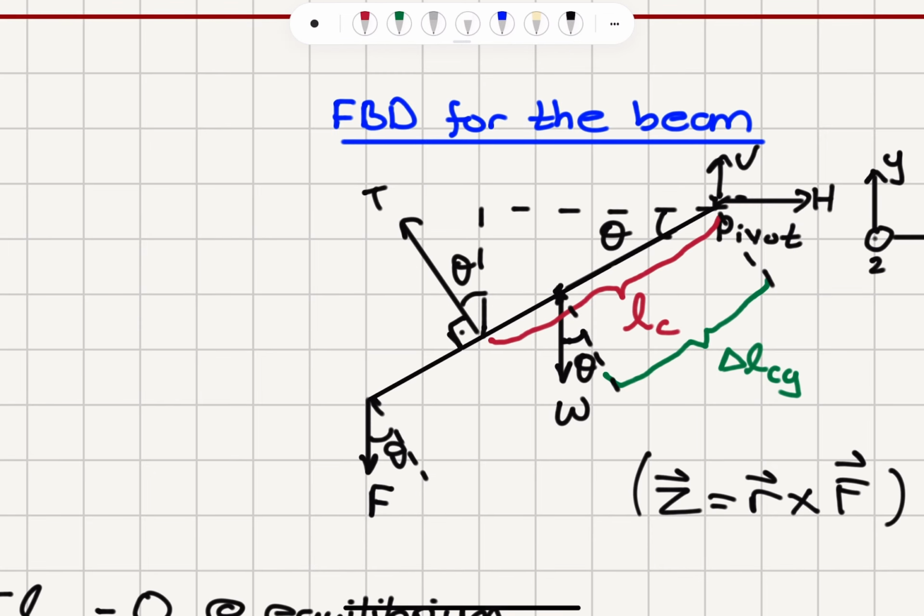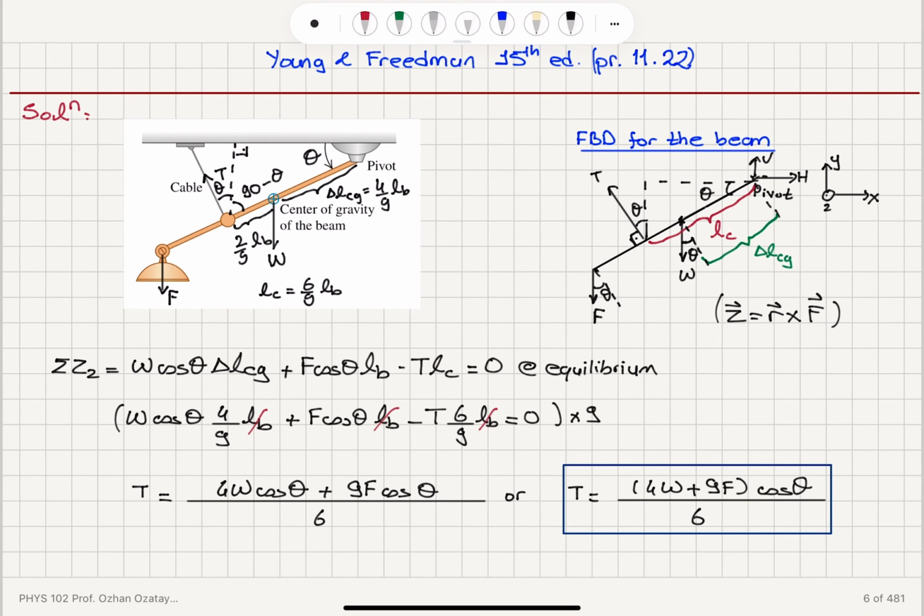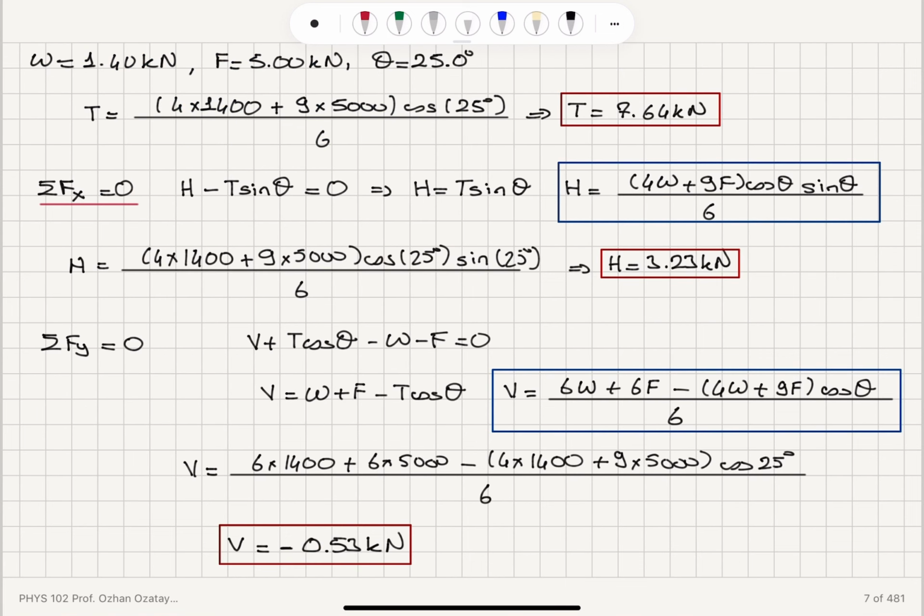Then, to solve for the horizontal and vertical components of the force, I write the equilibrium condition on the x-axis. The horizontal force here is balanced by tension sine theta, the horizontal component of the tension, which gives me 4W plus 9F cos theta sine theta over 6 for the net force on the x-axis, giving me the horizontal component.